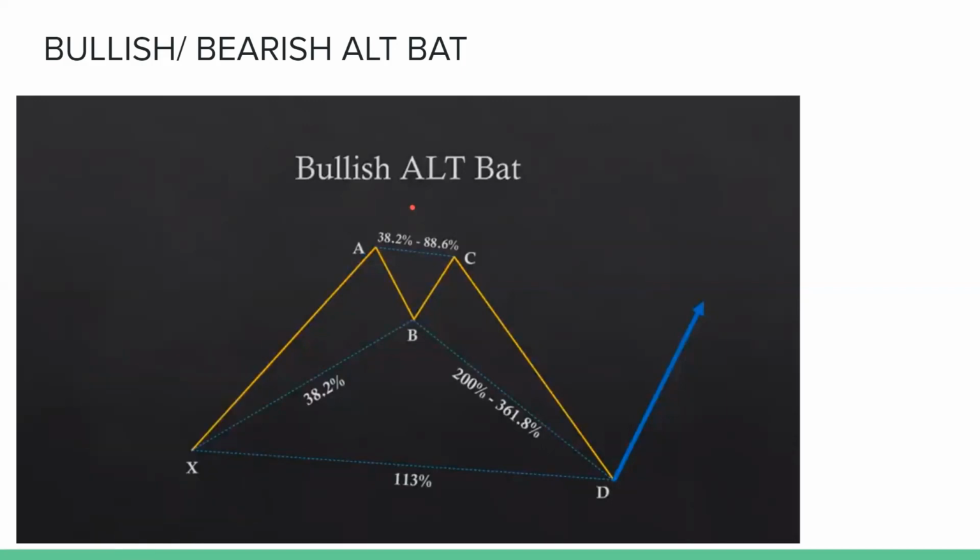So these are the alternative bats. Now this one is inside. You pull your fib from X to A. Point B is supposed to be between the 38.2%.